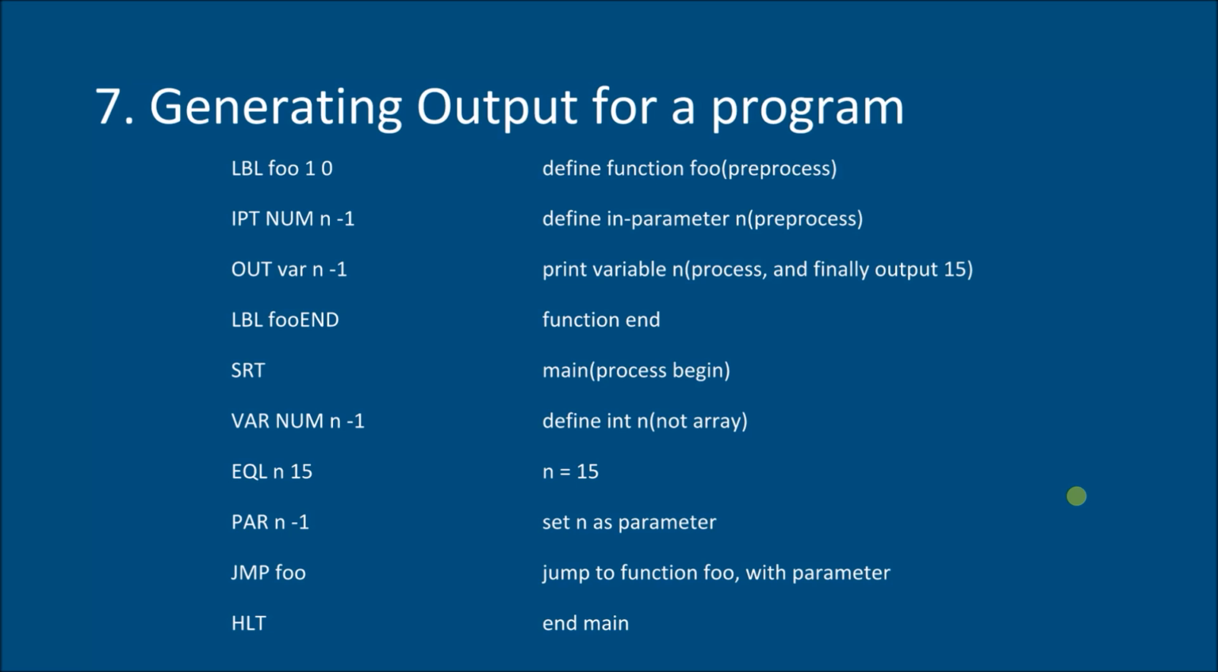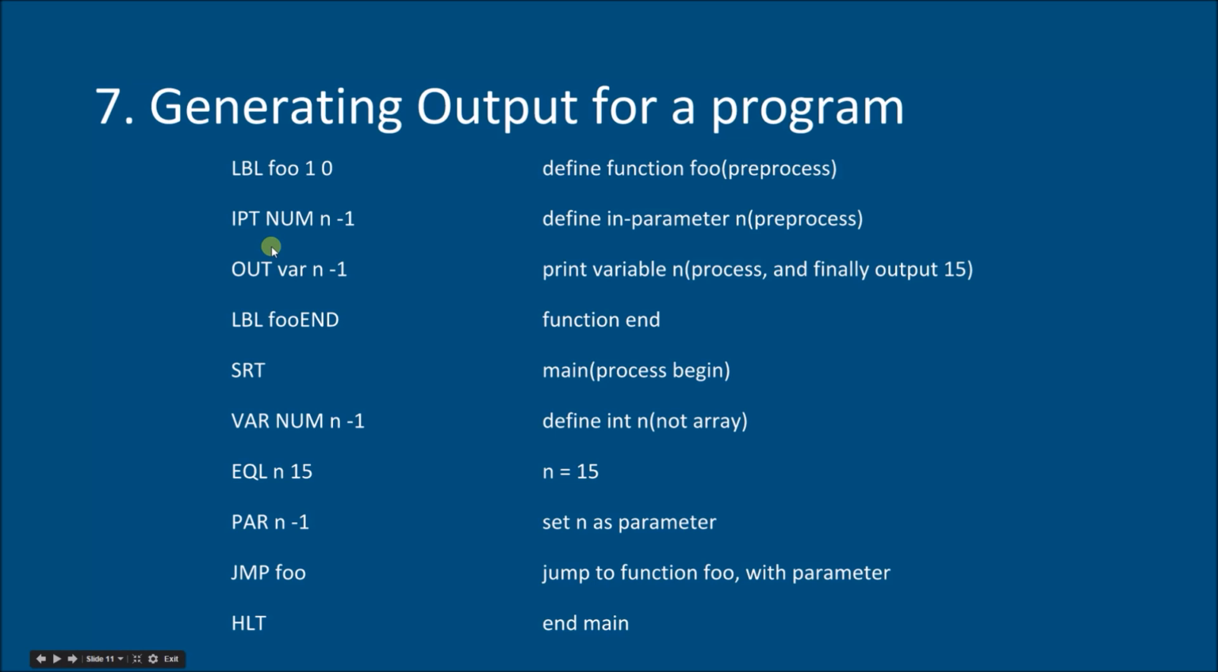Now we look into how our intermediate code is actually executed and brings about an output for our program. Let's begin. We have LBL foo10. What does it mean? It means it's a label foo, that means it's a function which has one input parameter and one output parameter, which gets converted into defined function foo in our preprocessor.